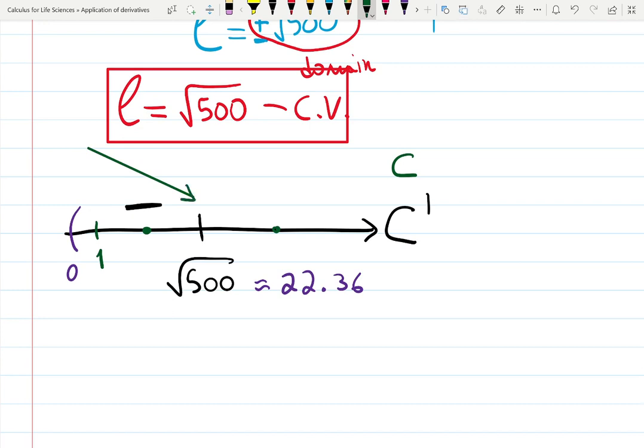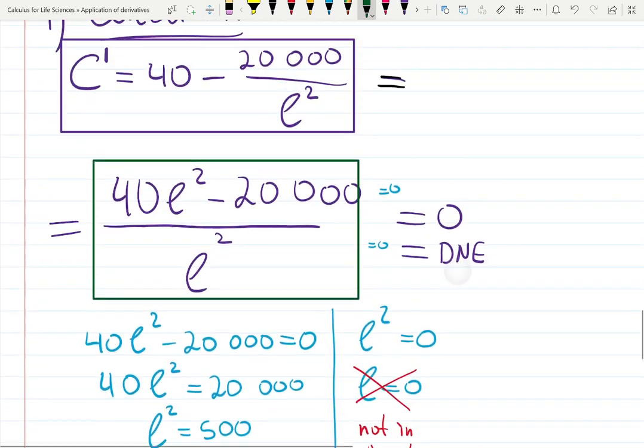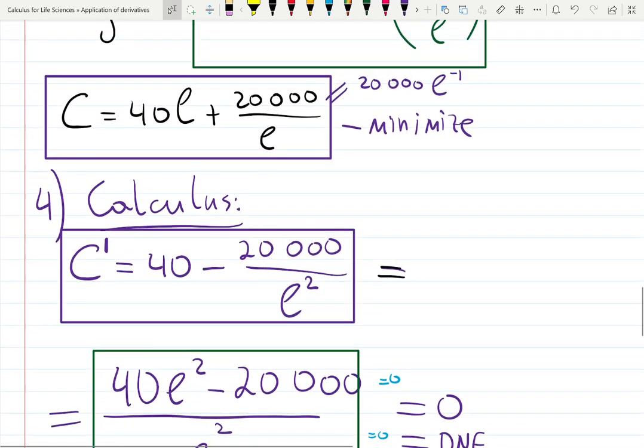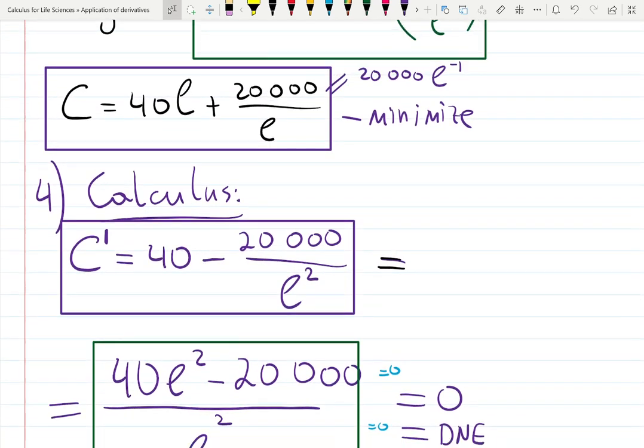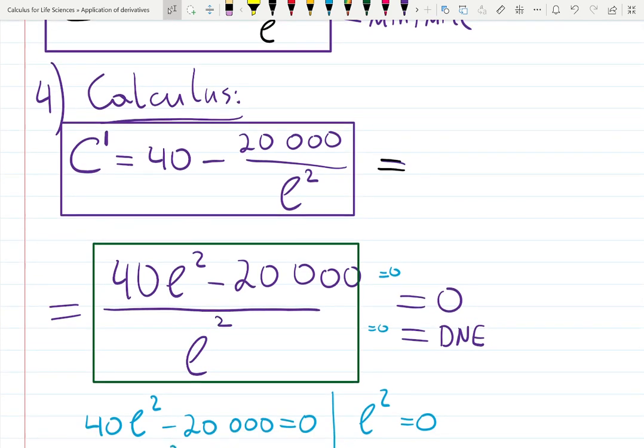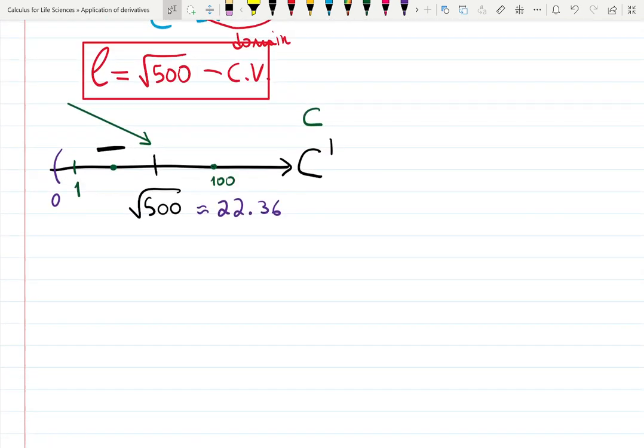What other test points bigger than 22.36 do you want to take? What would you like to take? 100 is quite convenient. It might be outside of the domain, we never checked, but let's try. 100, positive or negative? Well, 40 is positive, minus... kind of interesting. 100 squared will have 4 zeros, right? So what do you think? Positive or negative? We get 40 minus 2. Yes, exactly. Do you agree that it is positive, or should I show you?